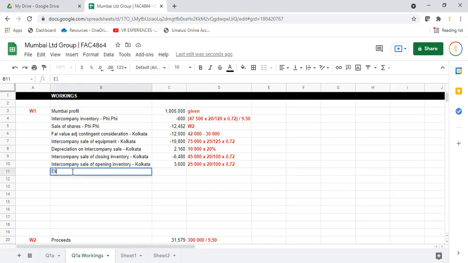Eliminate dividends. So never forget dividends. So we would have Fifi, New Delhi, and Kolkata.